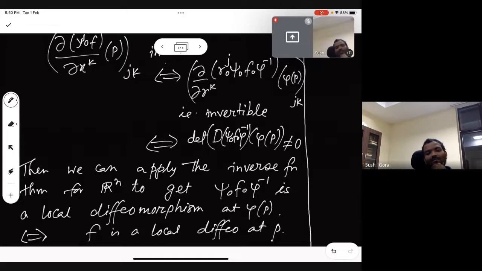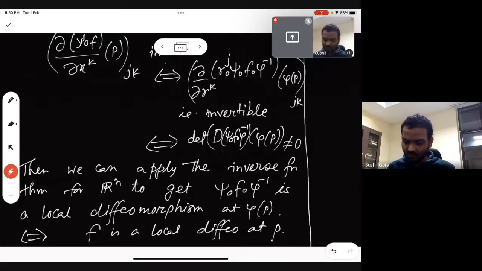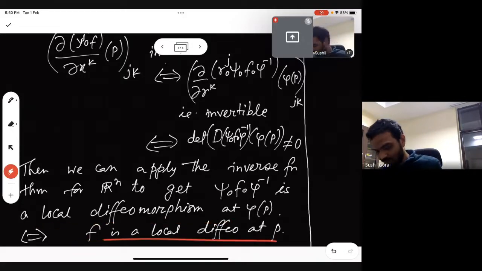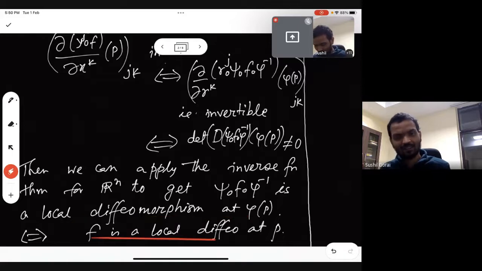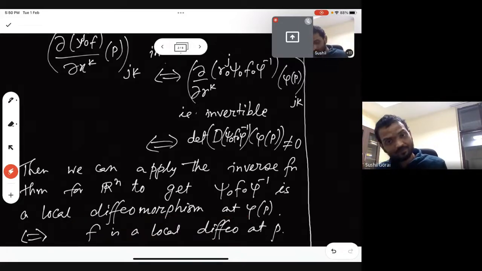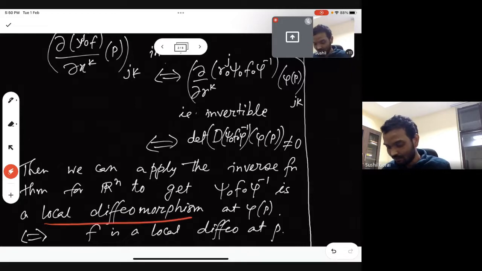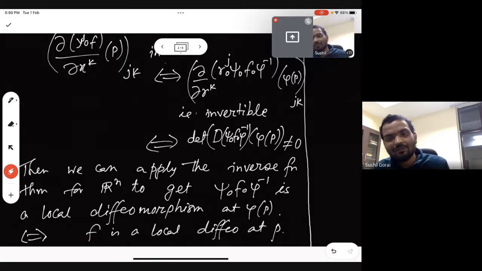Any question here? So the last part, if you are not convinced yet, go back and write this out. The definition of local diffeomorphism, and the smoothness of f, then you will see this is nothing but the same thing. All right.